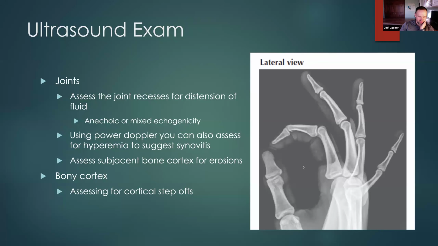And just another comment, this is getting a little bit away from the joint, but as you're doing these tests, always go back and look at the cortex of the bone, making sure we're not missing any cortical step-offs or, say, a hematoma around this area, or a periosteal reaction that would suggest a fracture.